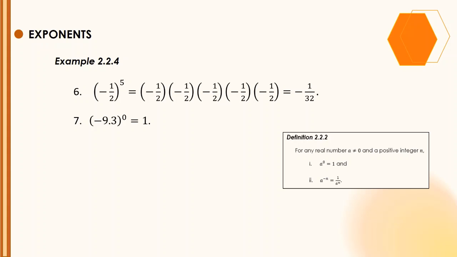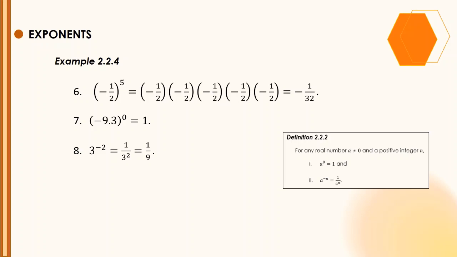Number 8, 3 to the power of negative 2. From definition 2.2.2 number 2, pag yung a is not equal to 0 at ang exponent niya is negative, ilagay natin sa denominator ang a at tanggalin ang negative exponent. Katulad nito, ang a natin is 3 at ang exponent natin is negative 2. So, magiging 1 over 3 squared. So, binaba natin ang 3 squared at wala na ang negative exponent. 3 squared is equal to 9, kaya ang sagot is 1 over 9.